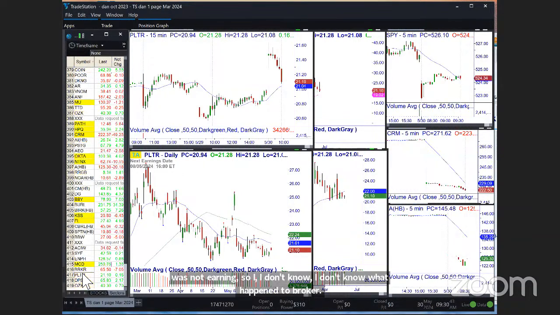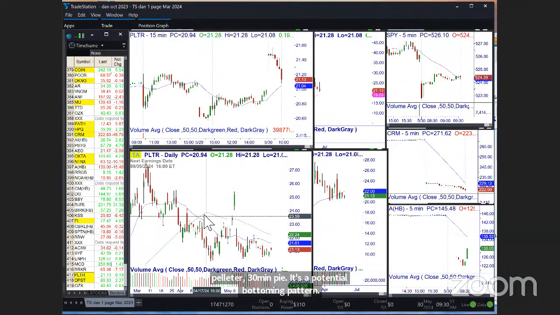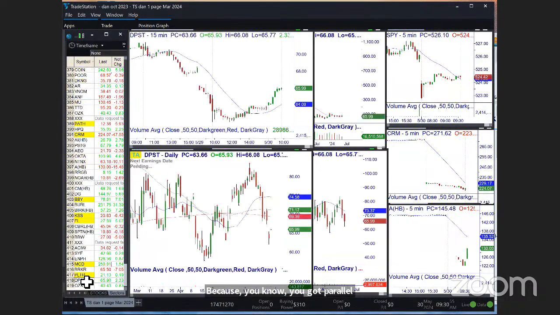Pelletier, 30-minute high. It's a potential bottoming pattern, because you got parallel declining 2050. DPST is a levered regional bank, down a lot, near support. Let's keep an eye on this.